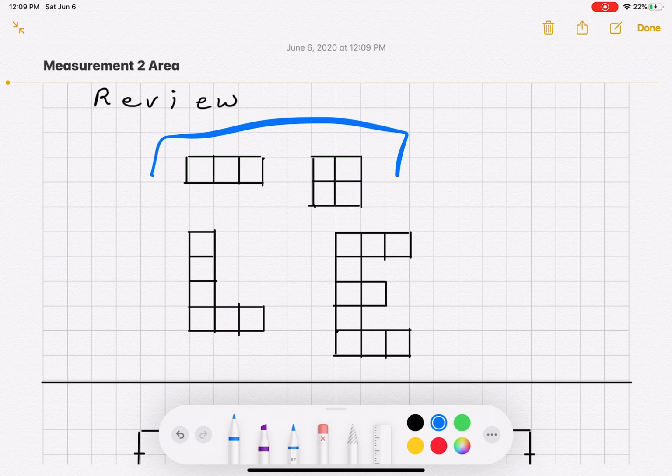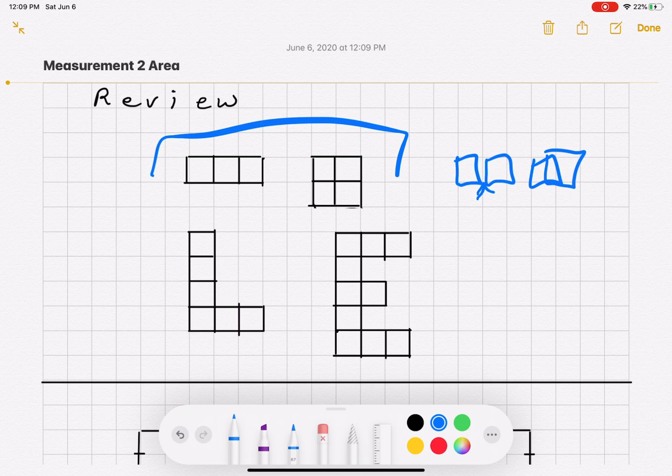So units should cover the shape without having gaps in between, so no spaces in between, and they can't overlap. Just like when we're using a ruler, we're measuring in centimeters, or if we're estimating and you're using your fingers like what you did when we were younger, they can't overlap, they need to touch.